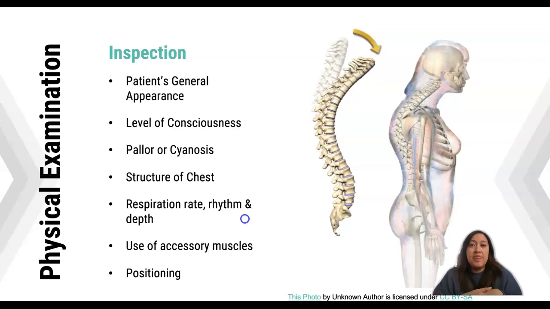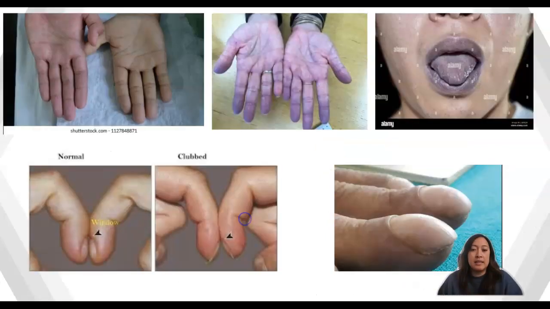And then there's also cyanosis. Cyanosis is a bluish discoloration of our patients, and they can be separated into peripheral or central. So I do have some pictures here that I've added to these slides.